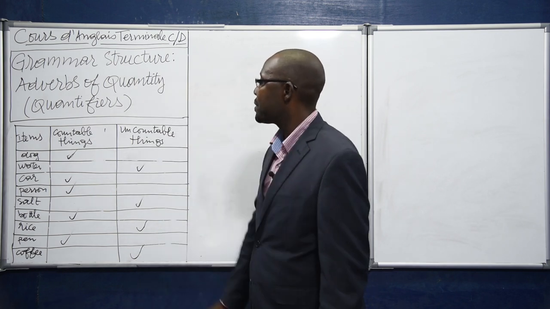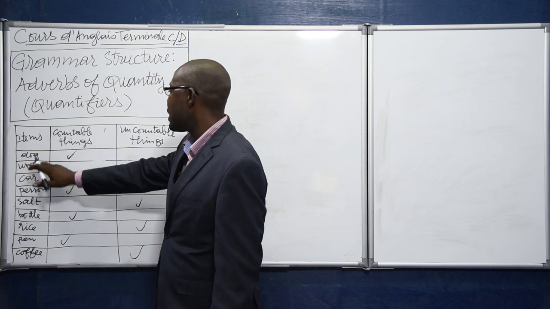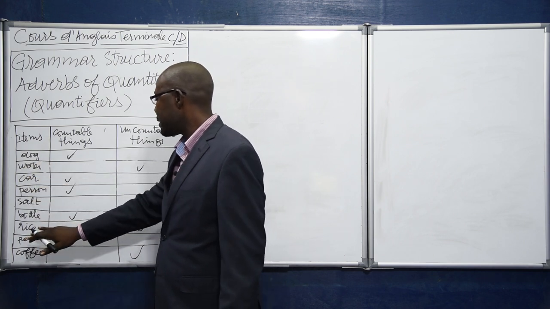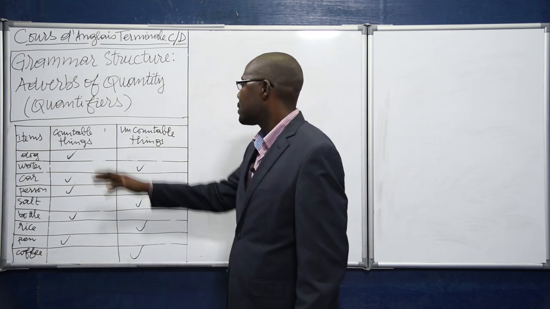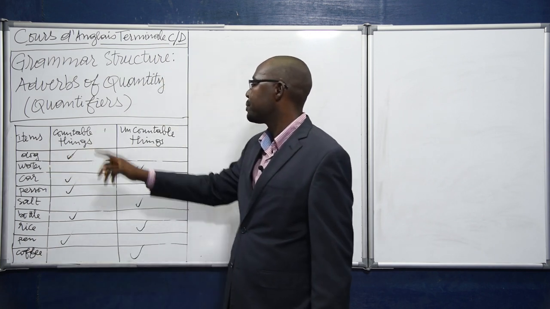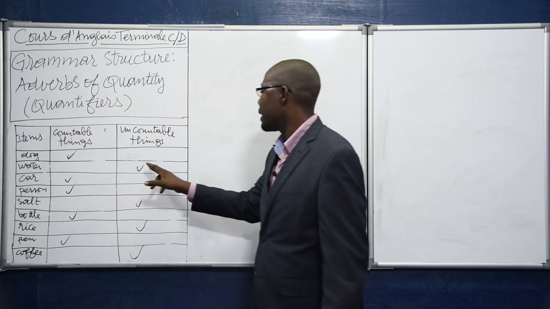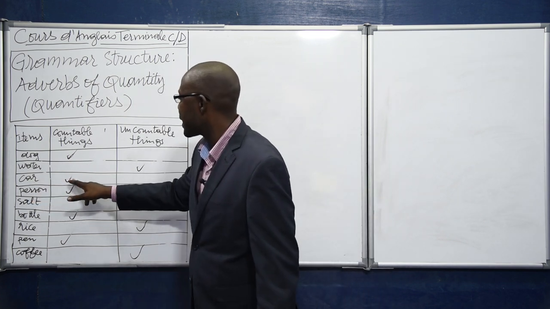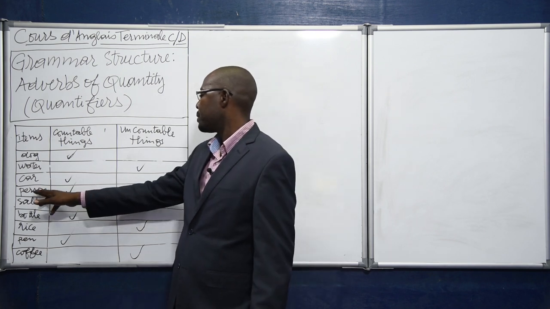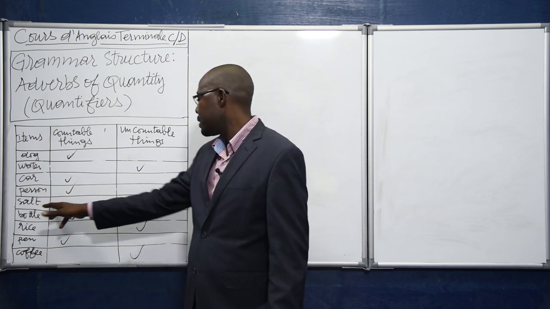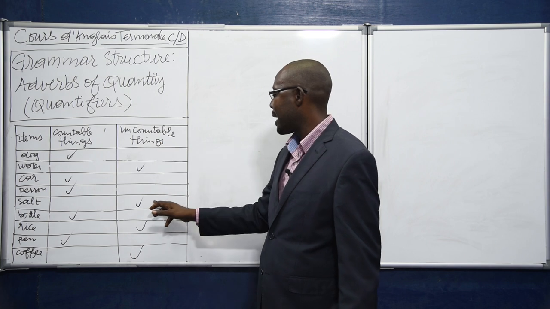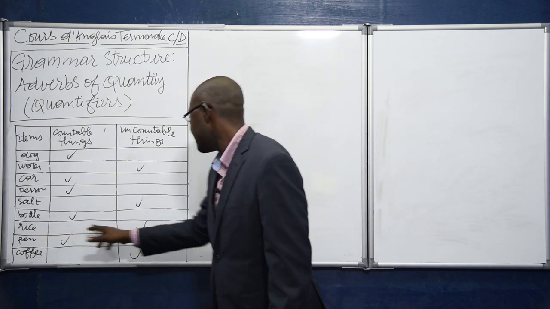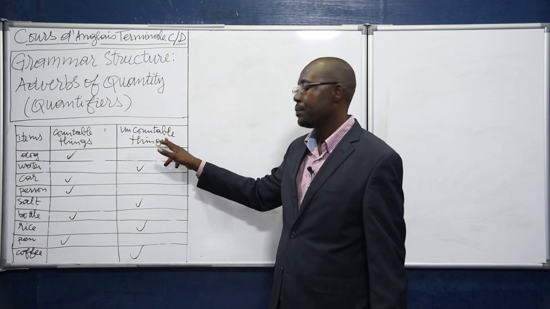So here, you see, in these items, we have dogs, water, car, person, salt, bottle, rice, pen, coffee. Dogs, we can count. Water, we cannot count. Cars, yes, we can count. Person, we can count. Salt is uncountable. Rice also is uncountable.